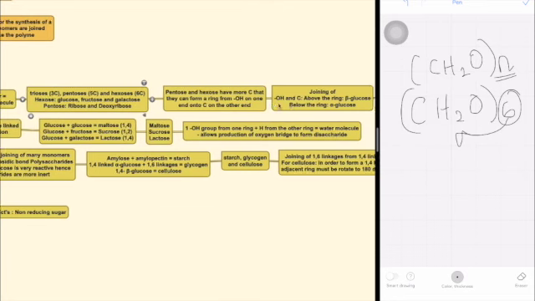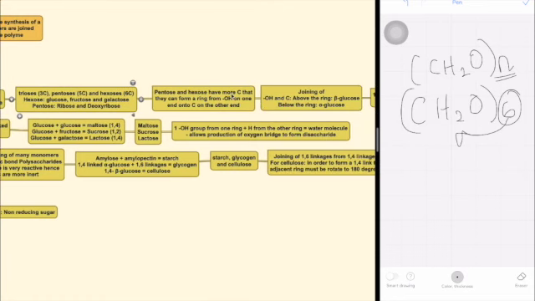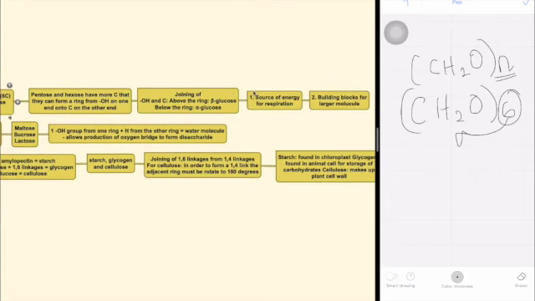Next, pentoses and hexoses have more carbon atoms, so they can form a ring from the hydroxyl group. This hyphen OH means a hydroxyl group on one end joining to a carbon on the other end. Pentoses and hexoses have 5 and 6 carbons, so they can actually form a ring when the hydroxyl group from one end and the carbon on the other end combine.